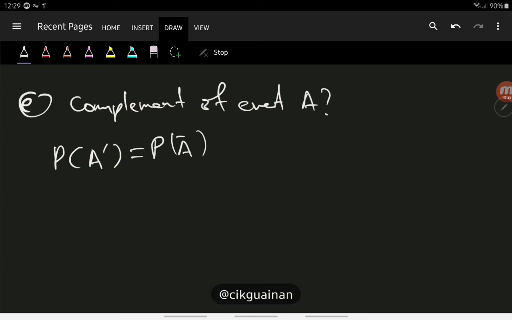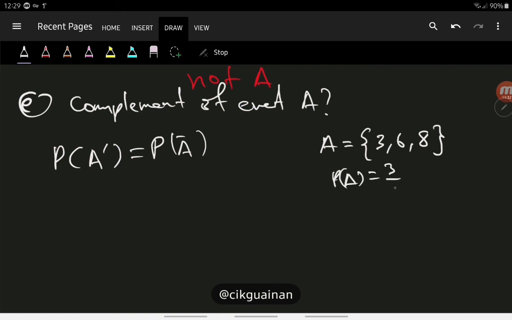What does it mean by complement of event A? It means not A. Other than A is happening. What is the probability of other than A happening? Now from previous questions we know the event of A is 3, 6 and 8 happening, which has probability 3 over 10.